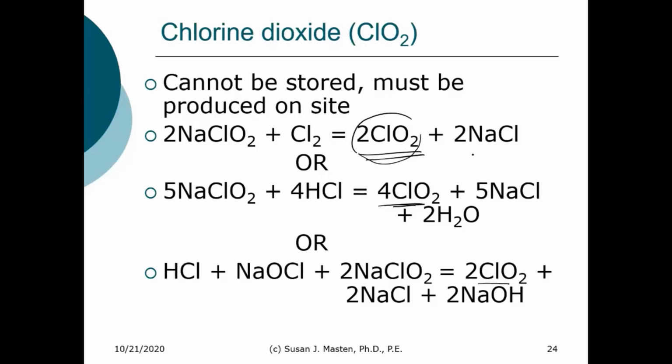So you can see by this reaction also, we're going to increase TDS because we have NaCl. Same thing here. And in this reaction here, we're going to produce a sodium hydroxide. So we will both increase TDS and we will increase pH. What we're adding is sodium chlorite, and forming chlorine dioxide. So this is the disinfectant.